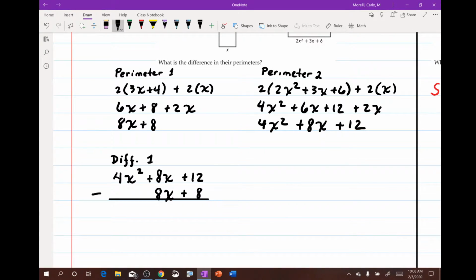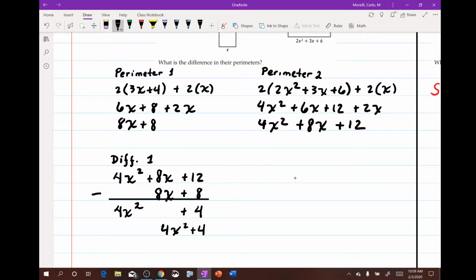Okay. And now we just subtract. 4x squared minus nothing is 4x squared. 8x minus 8x is 0, so you don't have to write anything. Just leave that space blank. And then 12 minus 8 is positive 4. So write down the sign and the number. And then just on a new line, smush them together so it looks nicer. 4x squared plus 4. And that is the difference in the two perimeters.